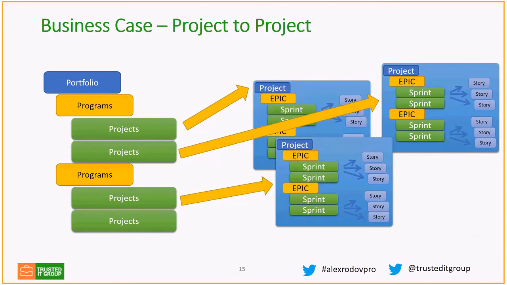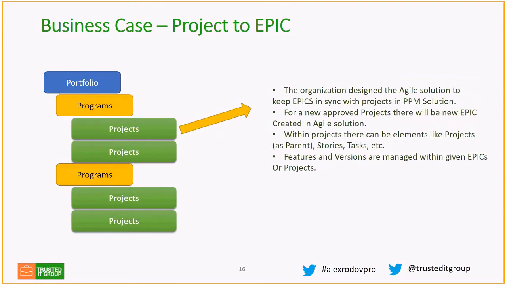And this is how it would link all other projects. You would have project 1, project 2, project 3, and each of them has a project on the agile side. Okay, so that was one of the business cases. Let me get to another one, which is actually more interesting.